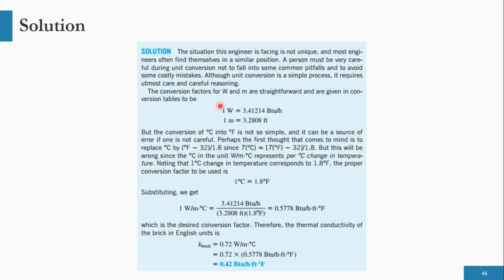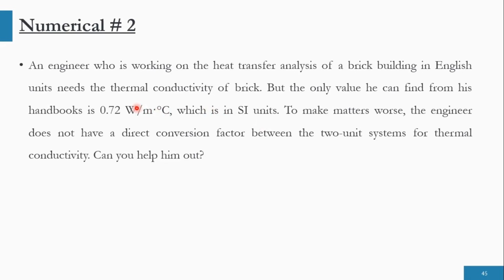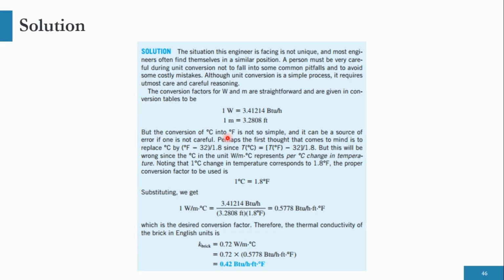So we know that 1 watt is equal to 3.41214 BTU per hour, and 1 meter is equal to 3.2808 feet. You see, we know the conversion of watt, we know the conversion of meter. For degree centigrade, it is not that simple. 1 degree centigrade is equal to 1.8 degree Fahrenheit. Accordingly, we will make the conversion.